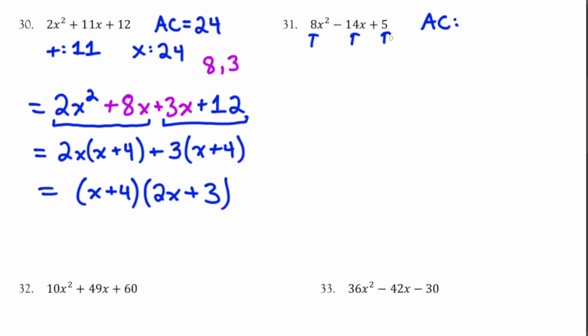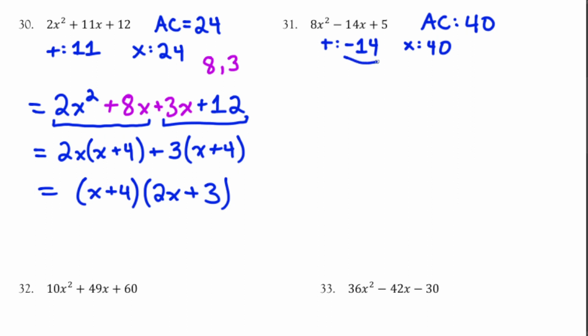But whenever you look at a problem and you're like, ooh, this looks like a hard one, try to make it easy first. Try an easy method before a hard method. Anyway, AC is 40, so I'm looking for 2 numbers that add up to negative 14 and multiply to 40.